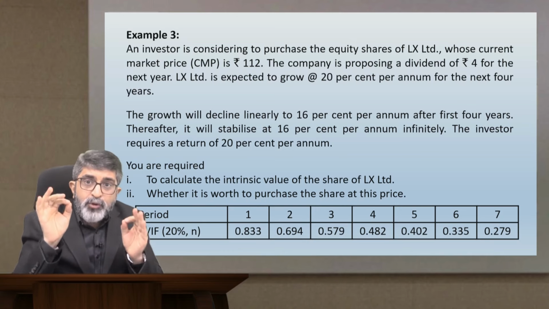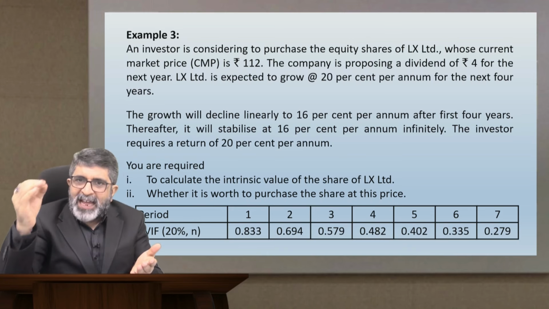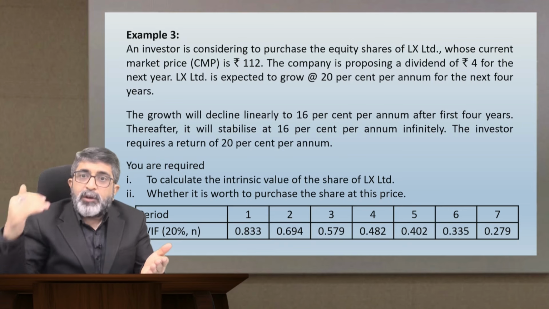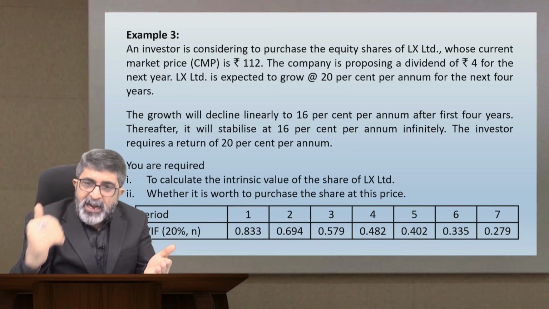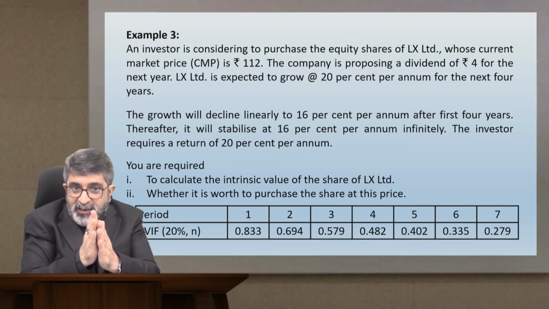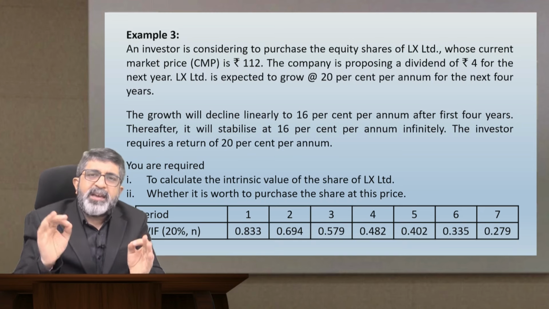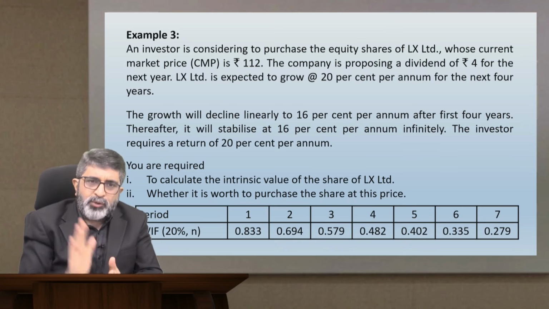Where they have not specified the number of years, we can simply consider a gradual decline from 20 to 16, year after year. So it will be from 20 to 19, from 19 to 18, from 18 to 17, and then from 17 to 16. That will be the decline phase, and then 16% over here will be considered as a sustainable growth rate, which will be the perpetual growth rate.